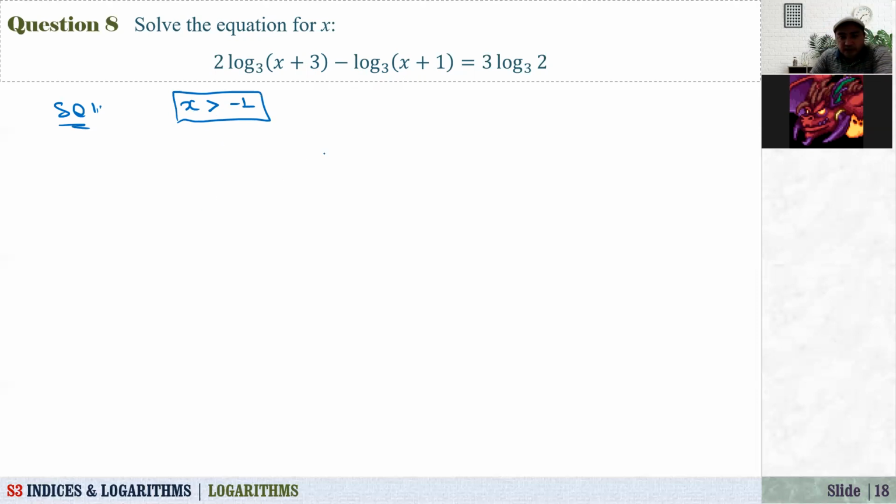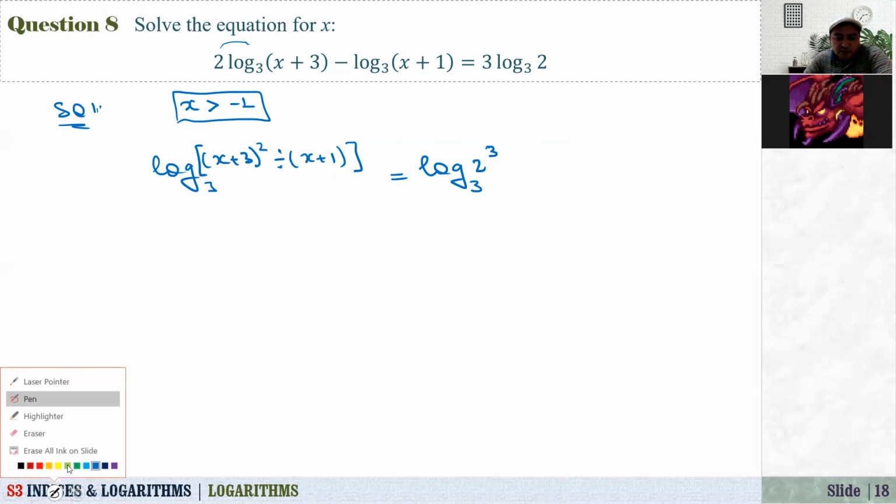Okay. So after that, we can use the properties of logarithms and simplify this. On the left-hand side, the 2 goes to the front, the power. So here we have logarithm of x plus 3 squared, base 3, and here we have minus, so it is divided by x plus 1. That is the whole thing. On the right-hand side, we can write it as logarithm of 2 cubed, base 3. Yes, because I'm going to drop the logarithms.